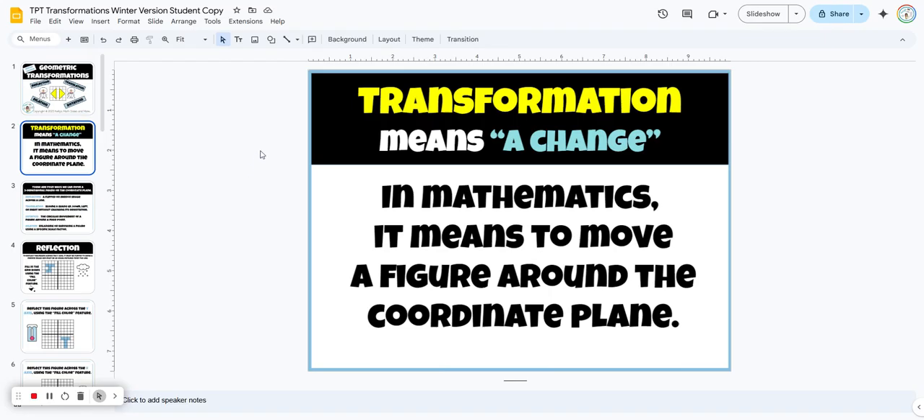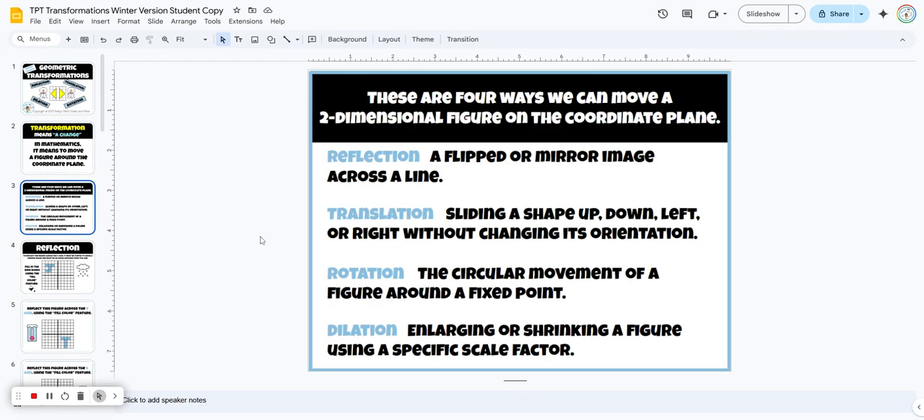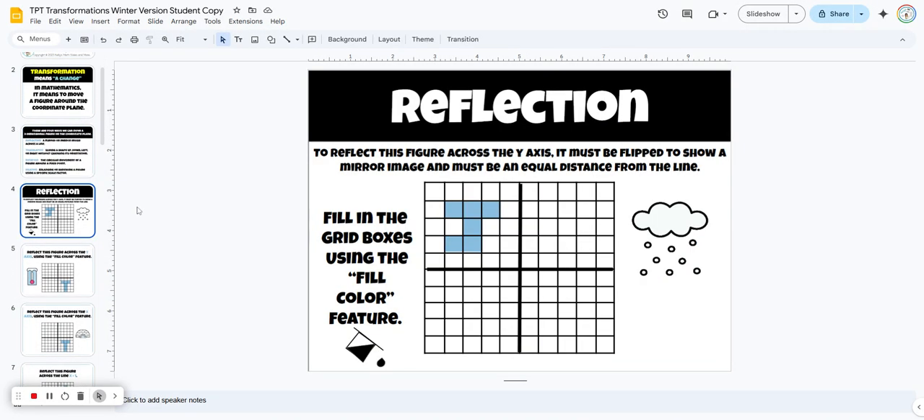So the lesson starts with a definition of what transformation means, and then what it means in mathematics. Slide 3 gives students the definitions of the 4 transformations we're going to see in this lesson, so they can refer back to slide 3 when they need to. And they're going to start with reflection on slide 4.